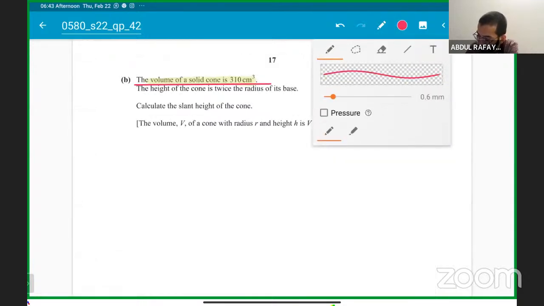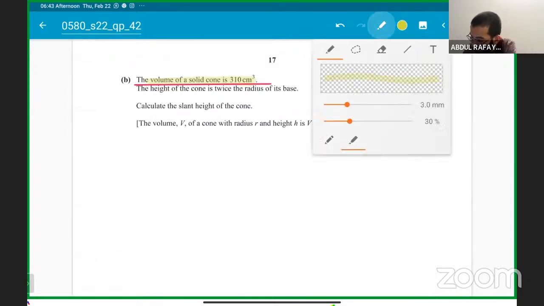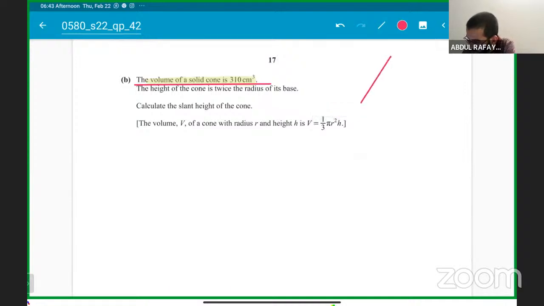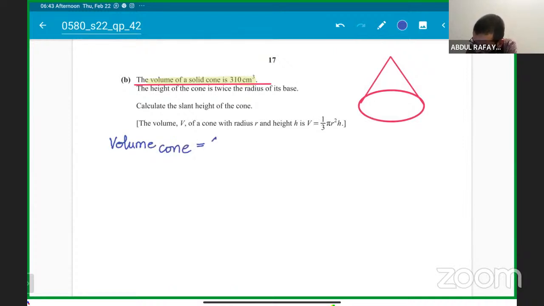The volume of the solid cone is 310. So again, I'll make a cone, just for your understanding if you want to do it. So here the cone comes in, okay? And they are telling us the volume of the cone. So volume of the cone is basically 1 over 3 pi r square height.